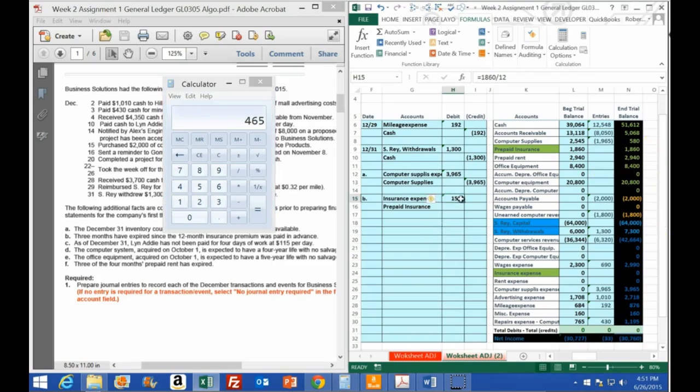So let's do this calculation again. I'll just delete this and we'll calculate it. Equals the 1860 divided by 12. That would give us a monthly total, times 3 months that have expired, and enter. So that would be the formula.